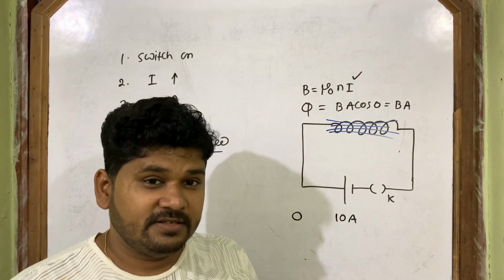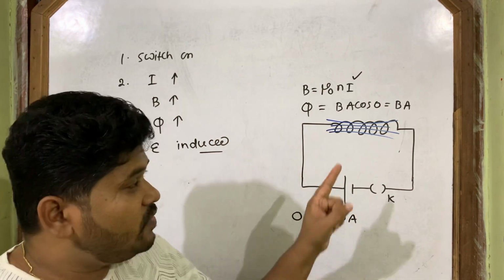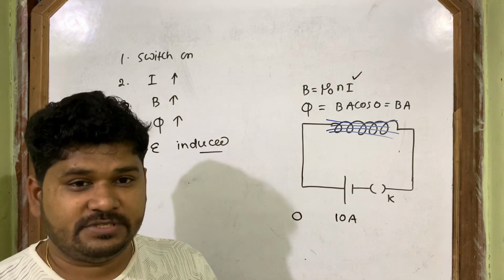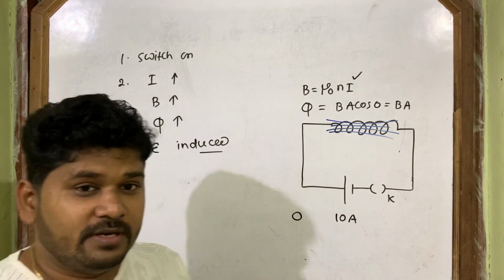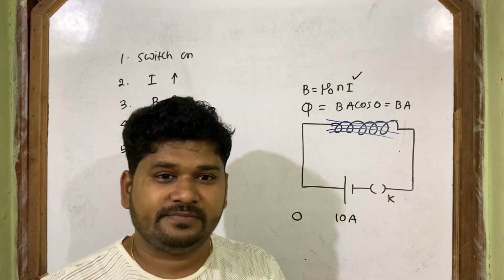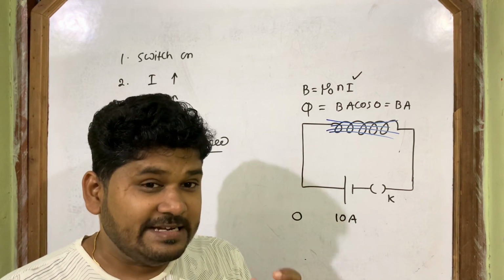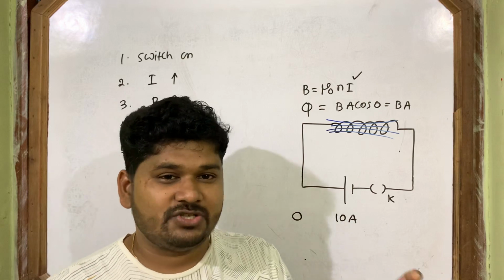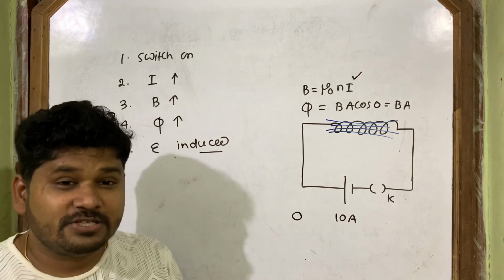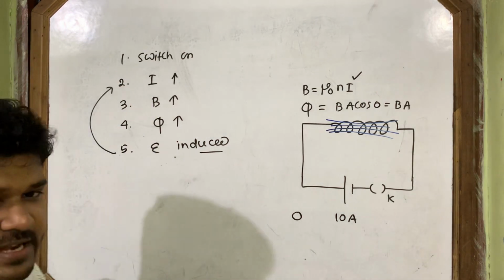So it's clear? When current change happens in this coil, then one EMF is induced in the coil. When EMF is induced here, now Lenz comes. What did Lenz tell? Induced EMF opposes its cause. So this induced EMF now opposes its cause. Its cause is what? Its very cause is this step.